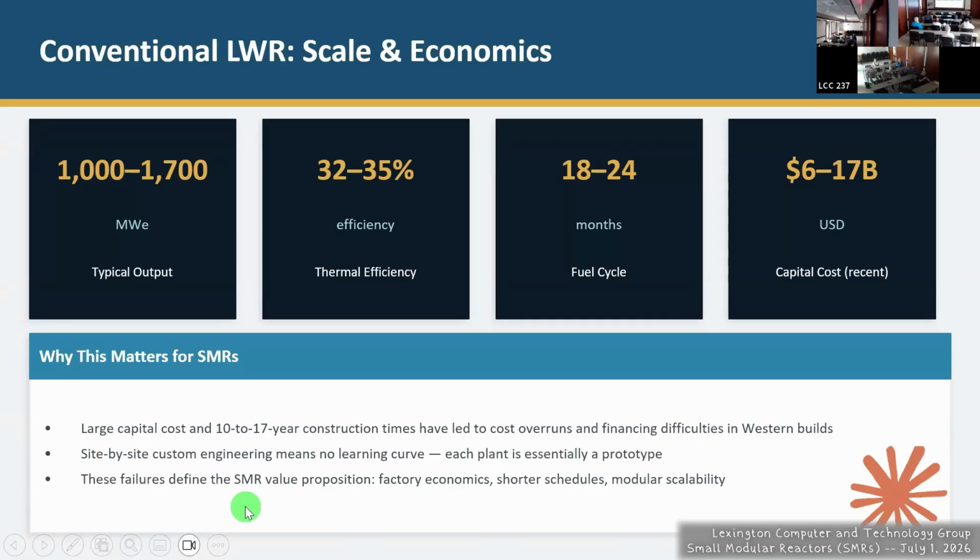But these failures define the SMR value proposition, which is that it's made in the factory. So it has what's called horizontal efficiency. Vertical efficiency is when you build 5 reactor towers the same. Horizontal efficiency is like Henry Ford. You get a production line. You just make one after another, like Fords. Shorter schedules for production and modular scalability.